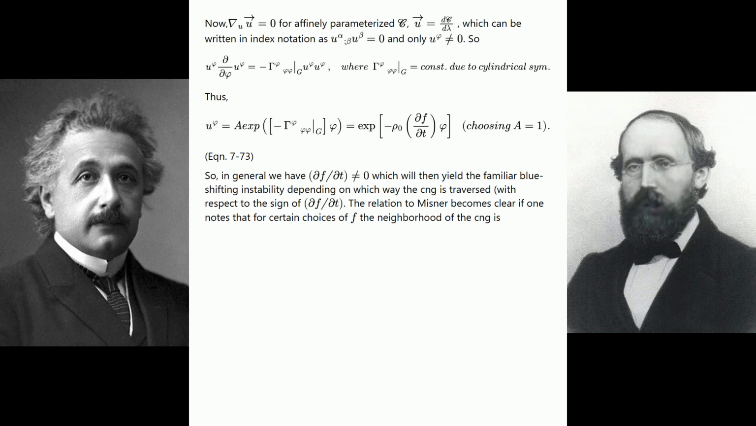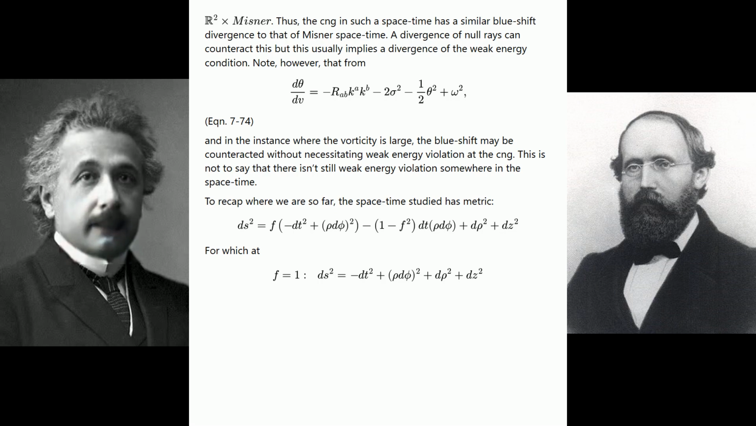Thus, equation 7-73. So, in general we have partial f over partial t is not equal to 0, which will then yield the familiar blue shifting instability depending on which way the CNG is traversed, with respect to the sign of partial f over partial t. The relation to Misner becomes clear if one notes that for certain choices of f the neighborhood of the CNG is R2 times Misner.